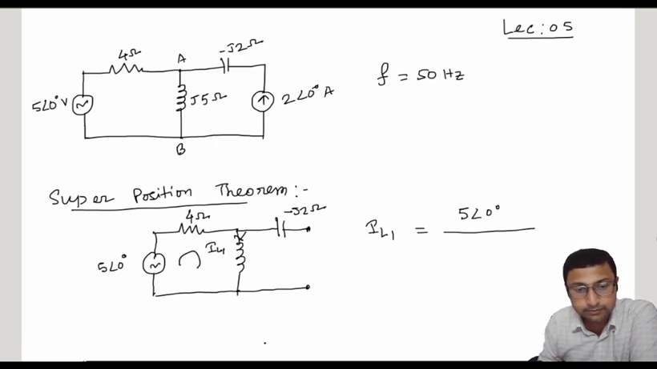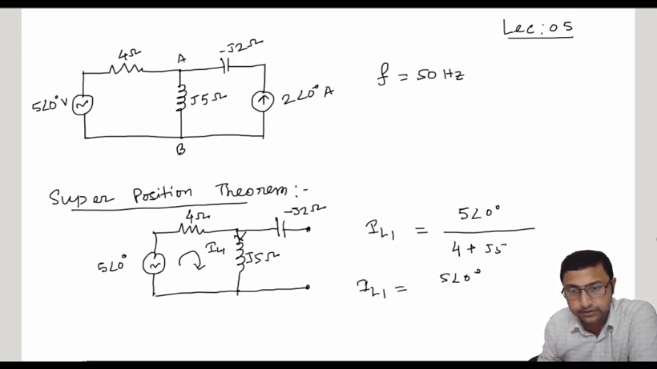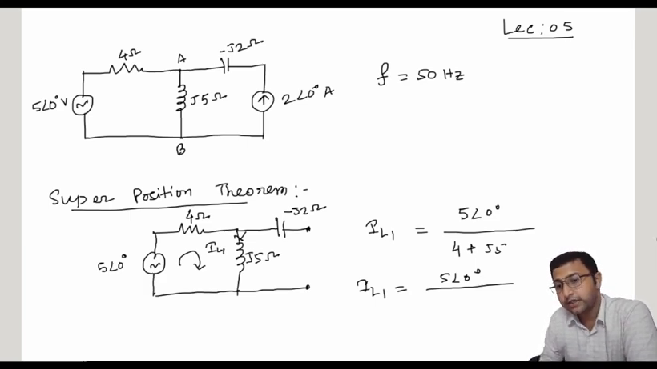That means in this mesh, this is J5 ohm, so the total impedance is 4 plus J5. The main thing in an AC problem is the calculation part. This is very important. So your IL1 will be 5 at an angle 0 divided by this, which is actually the Cartesian form. Now I have to convert it to the polar form. How to convert Cartesian to polar? The polar form is the r theta form, where r is the magnitude and theta is the angle.